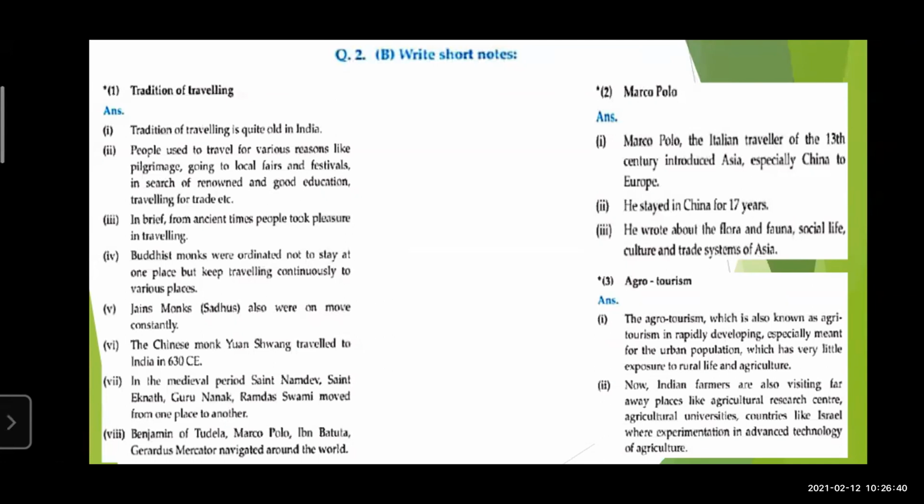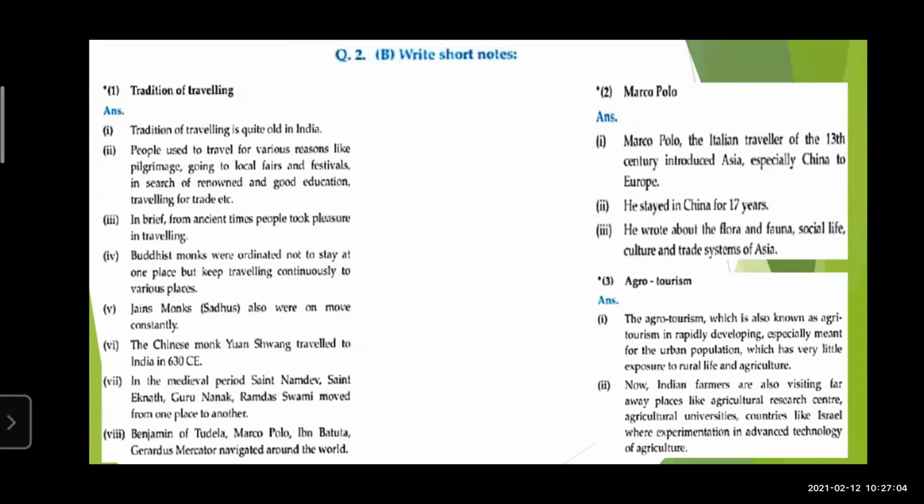The next short note is about Marco Polo. Marco Polo, the Indian traveler of the 13th century, introduced Asia, especially China, to Europe. The second point is he stayed in China for 17 years. Third point, he wrote about the flora and fauna, social life, culture, and trade systems of Asia.